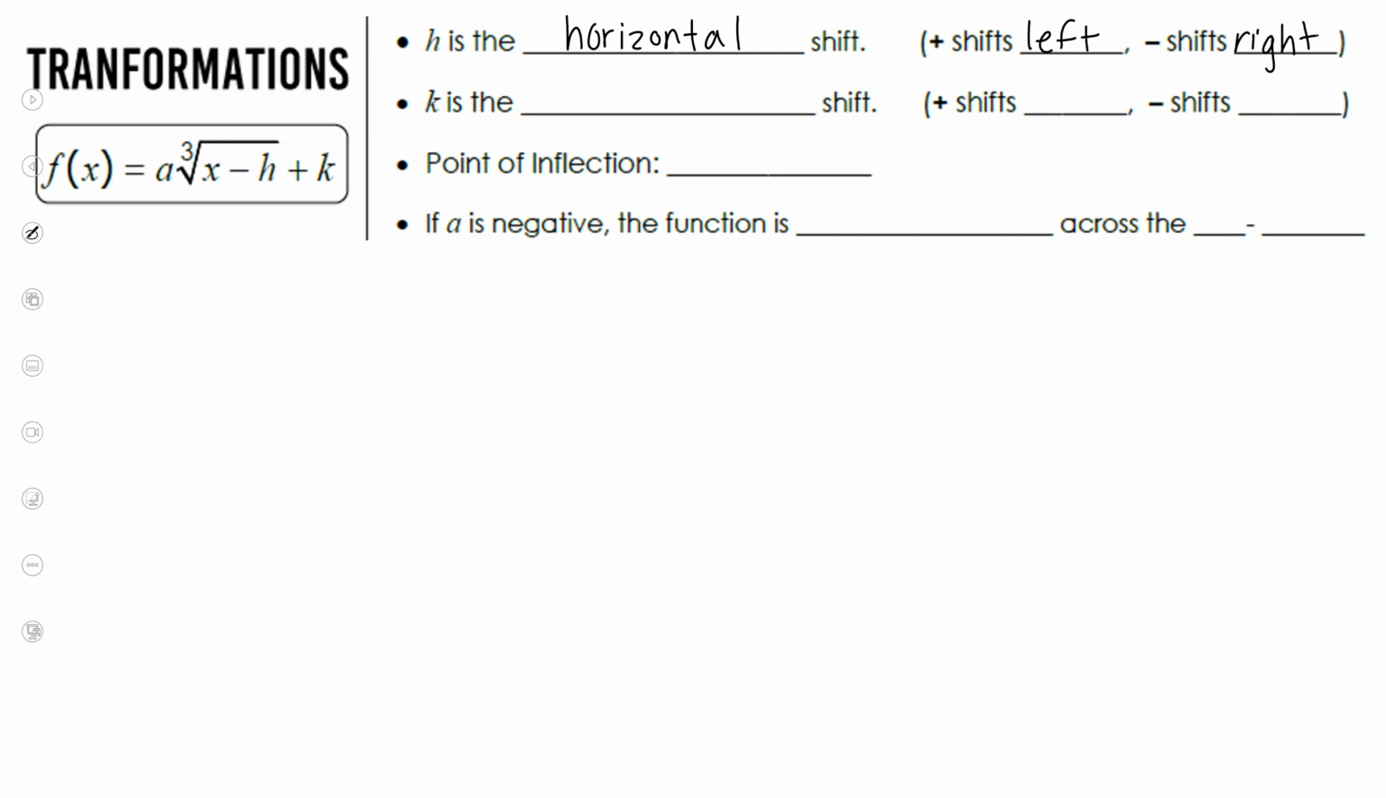k is the vertical shift, good. And this one's straightforward. If you have a plus sign, it'll go up. And if you have a minus sign, it will go down. All right, your point of inflection is (h, k), how it moves left or right. And if a is negative, the function is reflecting across which axis?